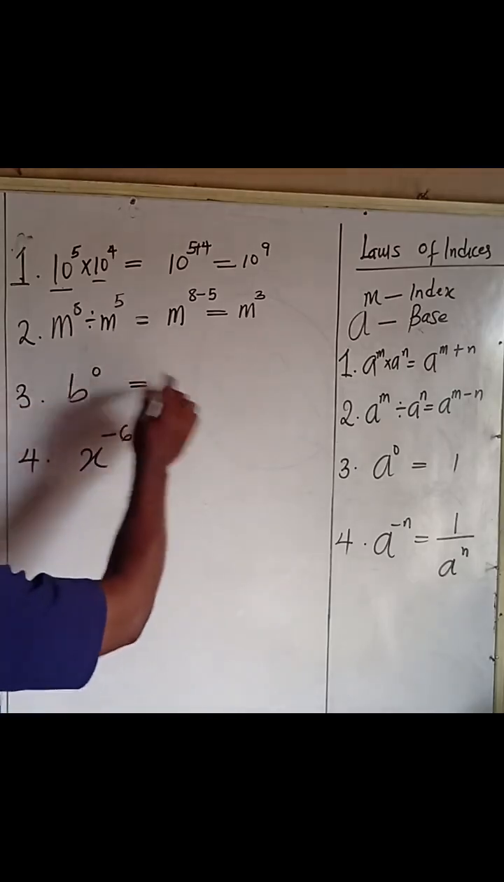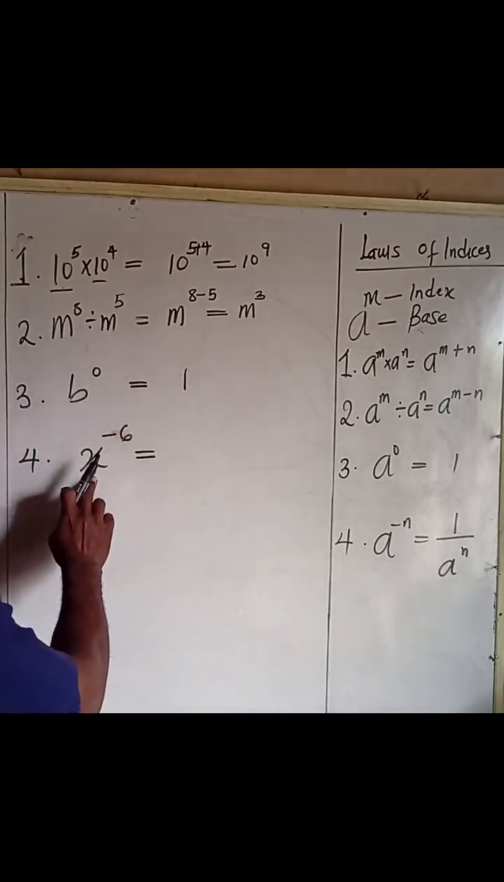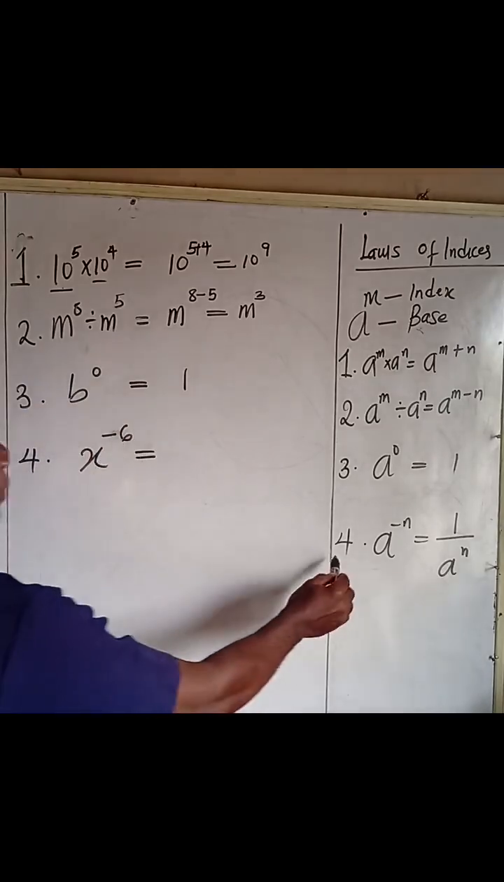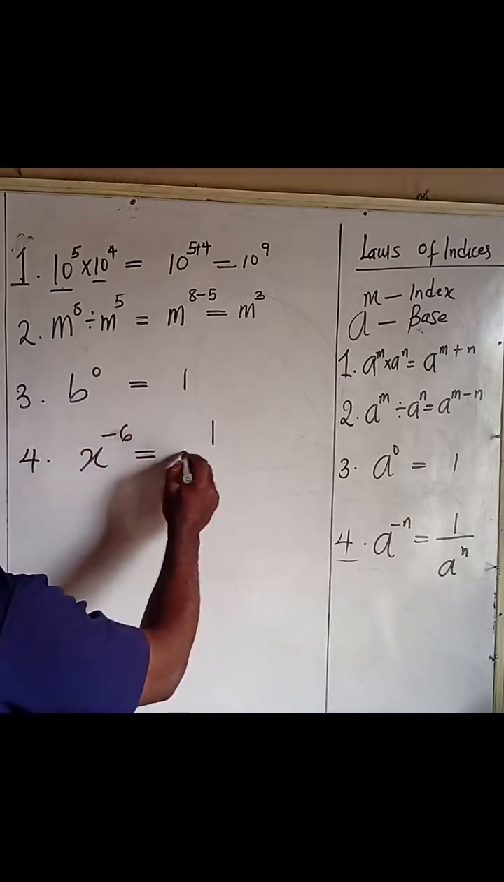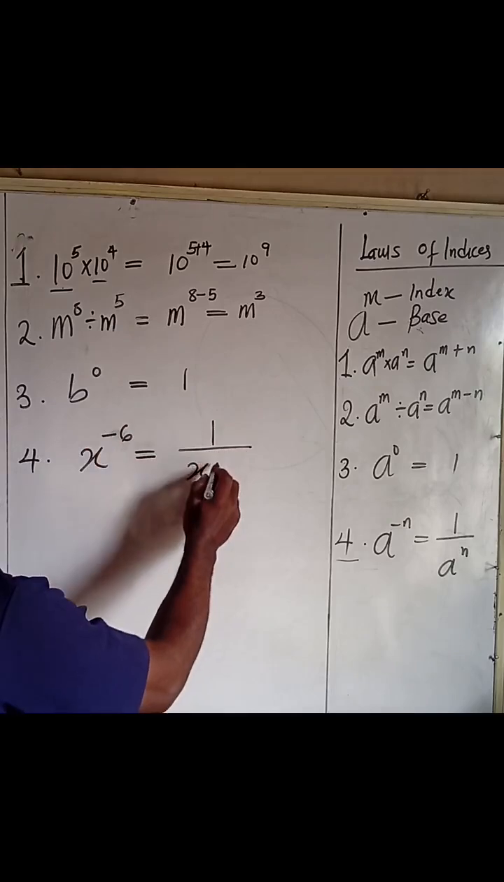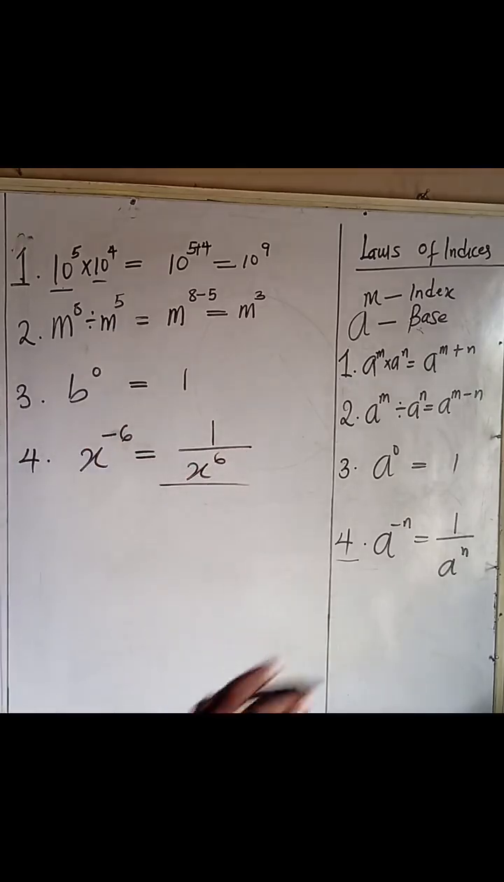So b raised to power 0 will give us 1. And x raised to power minus 6, according to the fourth law, the minus turns it to 1 divided by x raised to power 6. So these are just the ways to use the first law.